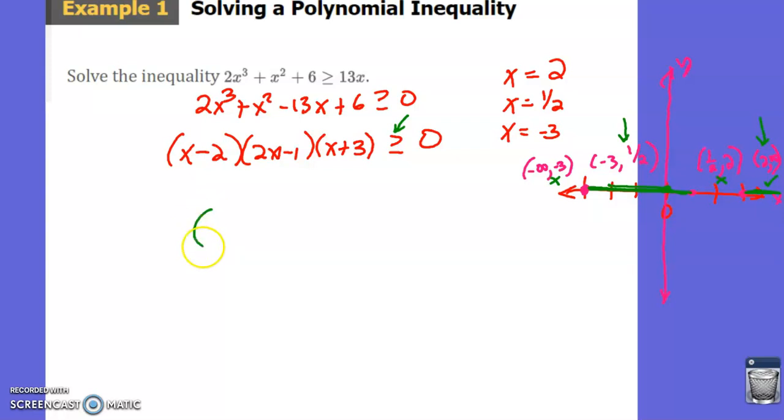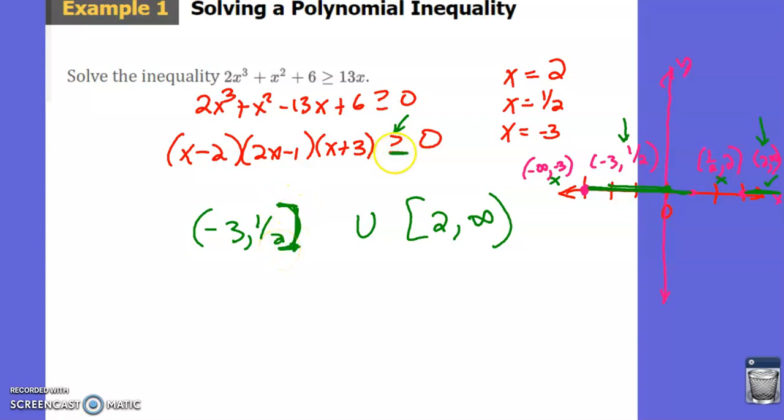So we have the intervals -3 to 1/2, and that's the union. These actually should be brackets right here, just because of the greater than or equal to. So that's all I need to do. It says solve it, so you're trying to find out what the solutions are. And also keep in mind graphically what's happening.